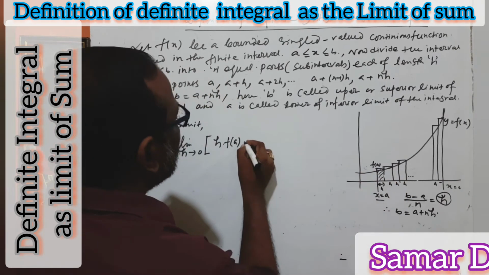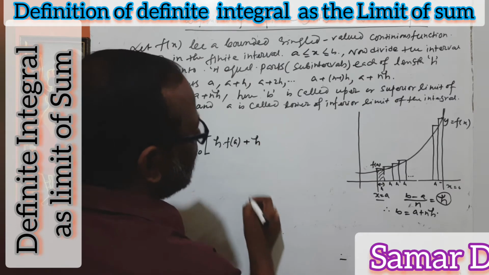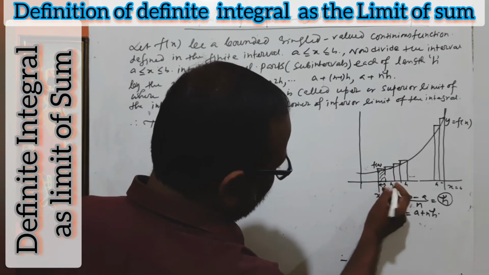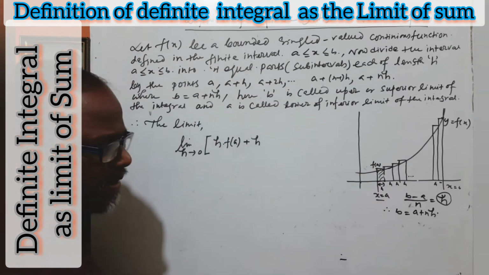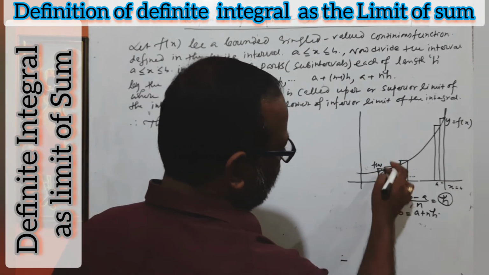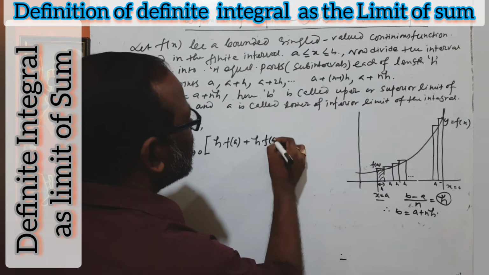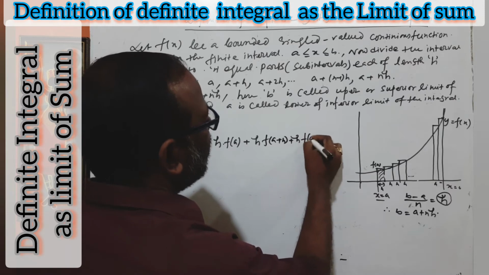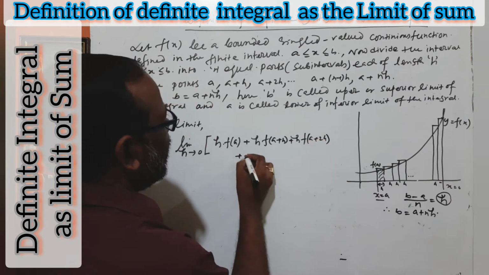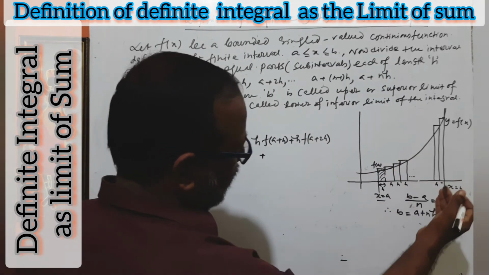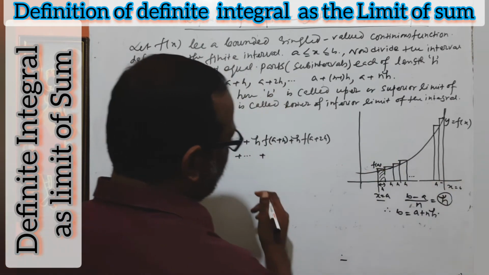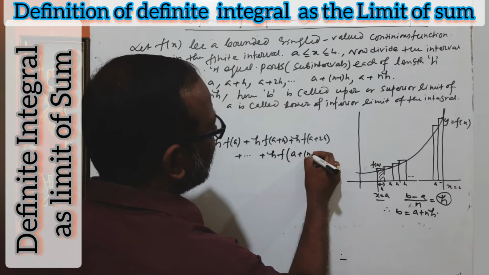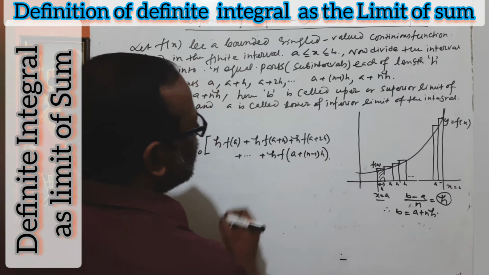For the second rectangle, the base is h and the height is... this is h and this is a. So the value of x here is a plus h. Then the height of this is f of a plus h. Same for the third, h into f of a plus twice h. Similarly, for the ending point, h times the height, which is f of a plus n minus 1 into h.